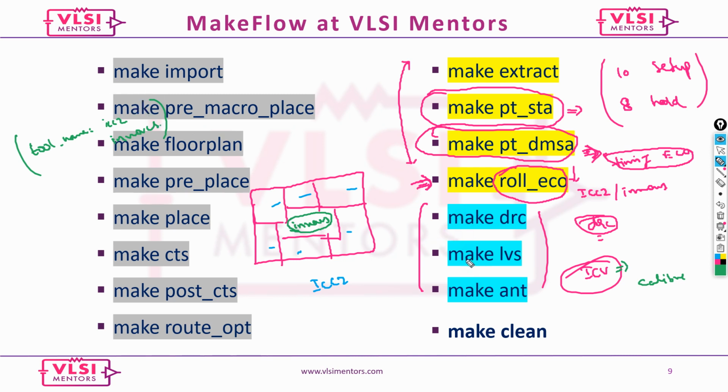I've listed only a few that are important, but we do have ERCs and many other checks. And then let's say you wanted to redo all the runs. Say you have done something, but now you want to redo all the runs. You know what you need to do? Just say make clean, and you can redo all the runs from the starting. So that is how it actually works.